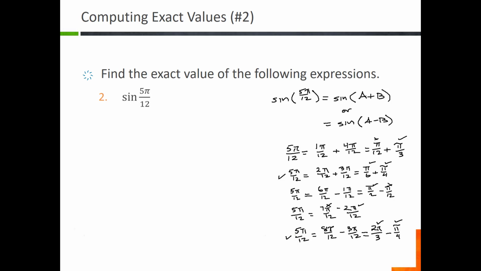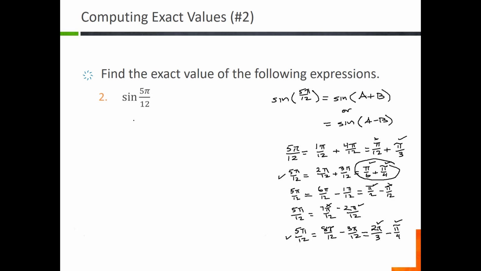Okay, either one would work. You just use the appropriate sum or difference identity. And then you're going to have to simplify the pi's over 12 into pi's over 6 or 4 or 3's and 4. So let's go ahead and just go with the sum option here.